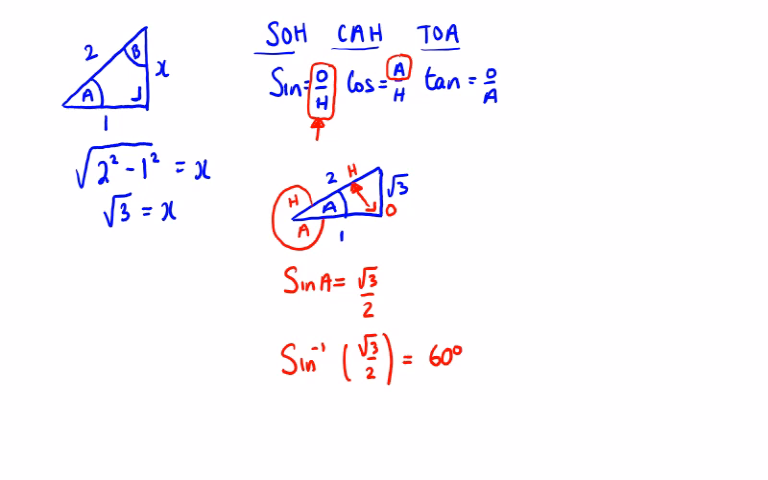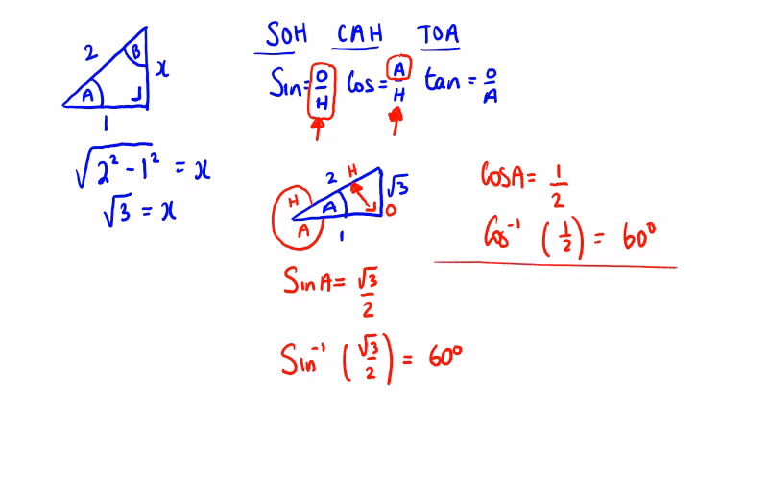Now, let's do the same for cos. The cos of A is equal to A over H. So A in this case is 1 and H is 2. And if we type into our calculators the inverse cos of 1 over 2, pause the video and type it in, it's the same angle, so we're going to get the same answer, but just double check this on your calculator and get used to using your calculator. So this is introducing finding angles when we have all the sides.